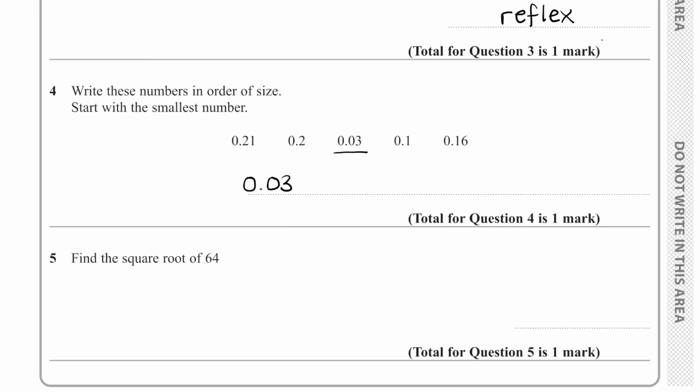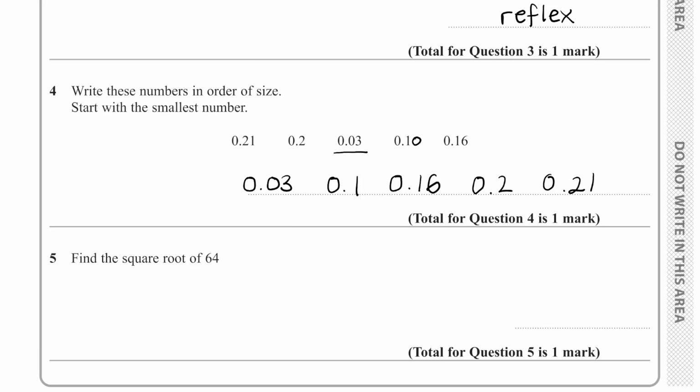And then we've got 1, 1, and 2 2s. So the 1s are next, 0.1 and 0.16. So they're the same in the tenths. We move to the hundredths. 0.1's got nothing in the hundredths, and 0.16 has got a 6. So 0.1's next, then 0.16. Then we move on to the 0.2s. 0.2's got nothing in the hundredths, so 0.21 is the biggest.